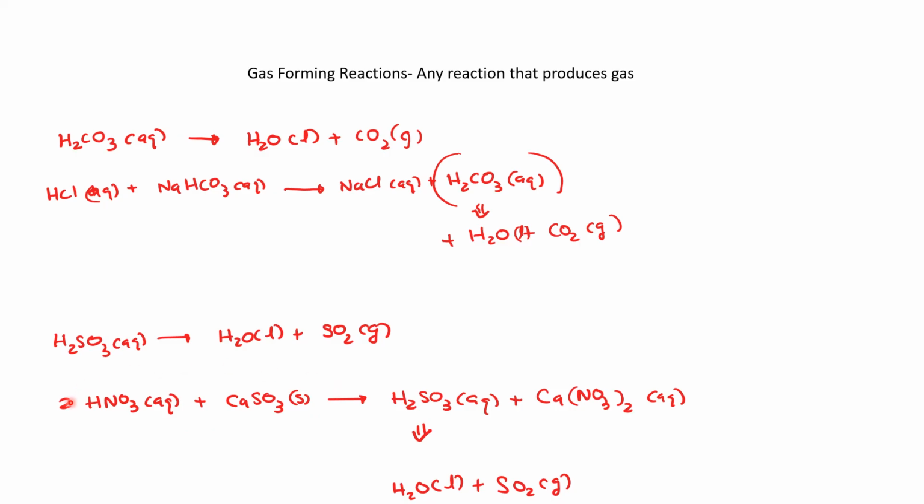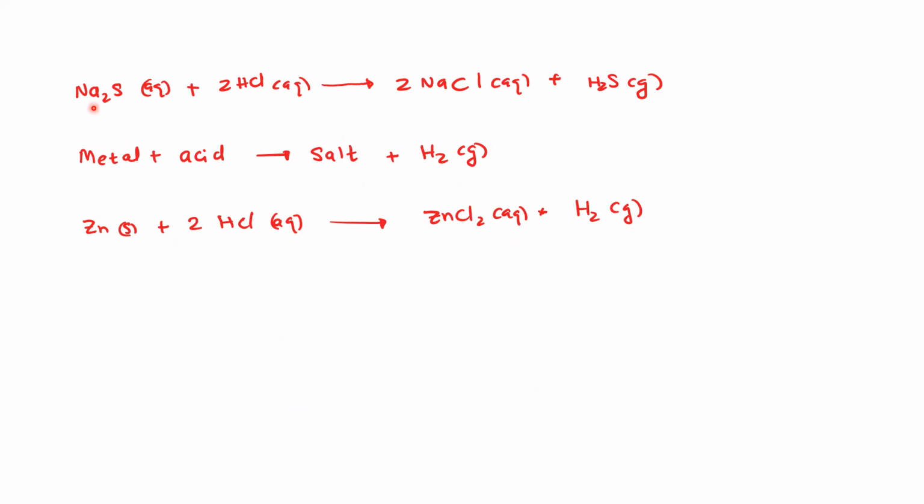As an example, when you mix nitric acid and calcium sulfide, it makes sulfurous acid. However, it is unstable and it decomposes to water and sulfur dioxide. When you mix hydrochloric acid with sodium sulfide, it produces hydrogen sulfide, which is another gas forming reaction. If you mix a metal with an acid, it makes a salt and hydrogen gas. As an example, let's say you mix zinc with hydrochloric acid and it makes hydrogen gas.